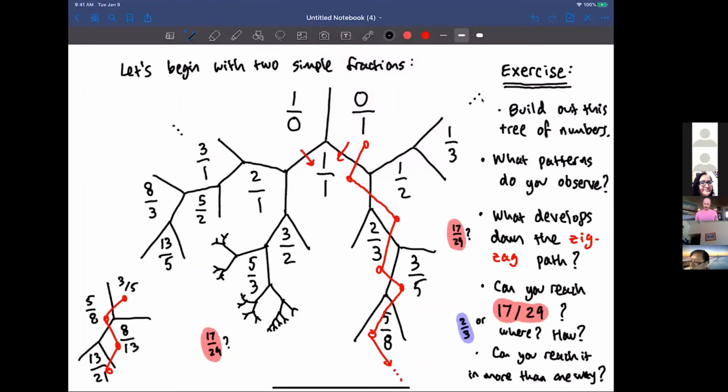I'd be interested to hear about that. And then if you have your favorite fraction in mind, for me, it's 17 over 29, I'm asking, is it possible to find it in this tree of numbers? And if you can find it, can you find it in more than one place? Or is it just in a unique location? So those were the sorts of questions that I had in mind about this tree of numbers.